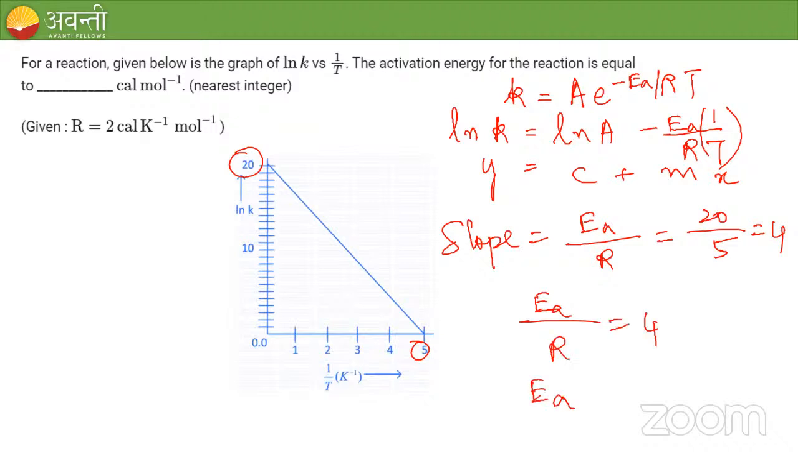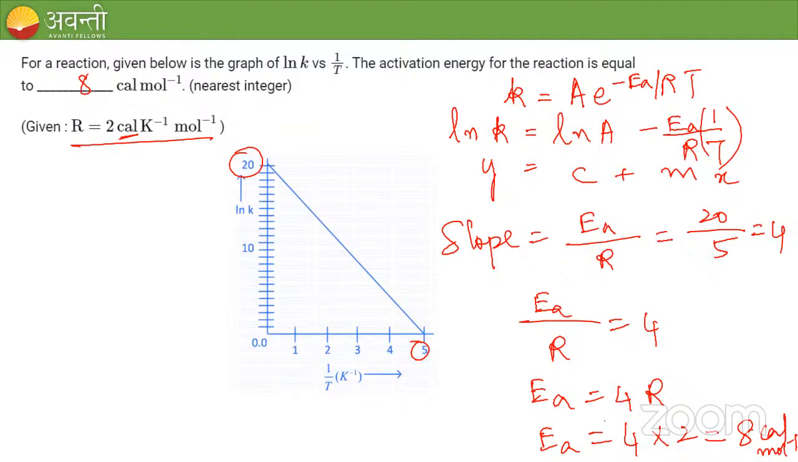Ea is equal to 4 into R, where the R value is given as 2 calories per Kelvin per mole. So in terms of calories, the R value is 2. So 4 into 2 is 8 calories per mole. The activation energy for the reaction is equal to 8 calories per mole. Okay, students, is it clear?